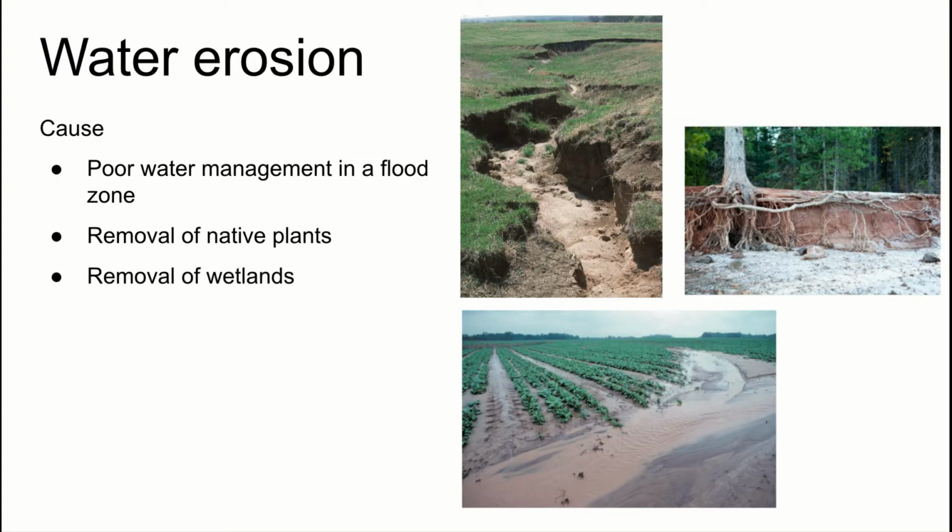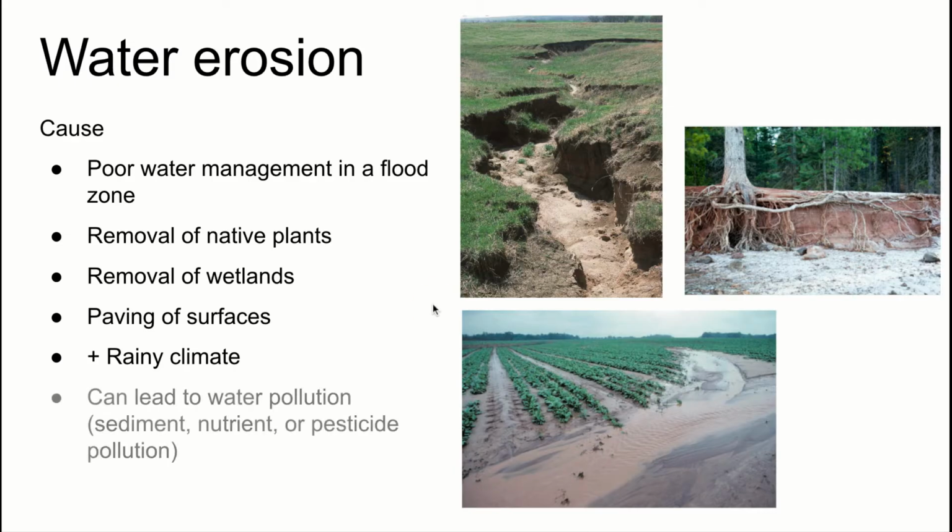Removal of wetlands. Wetlands can prevent floods from happening, even inland floods. And so removing wetlands increases our risk of flood. Paving of surfaces does the same thing. If we're doing a poor job of managing the water flowing off of our paved areas, we can end up funneling a lot of water onto unpaved areas with exposed soil and leading to our soil being washed away. And a rainy climate, of course. If we're in a region with a rainy climate, we're going to be at risk of water erosion.